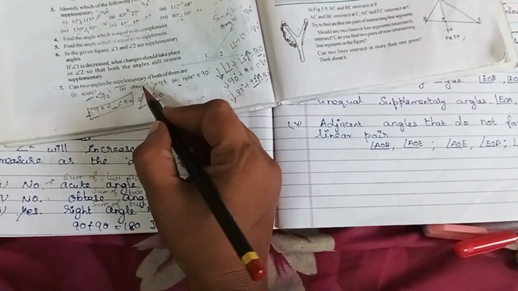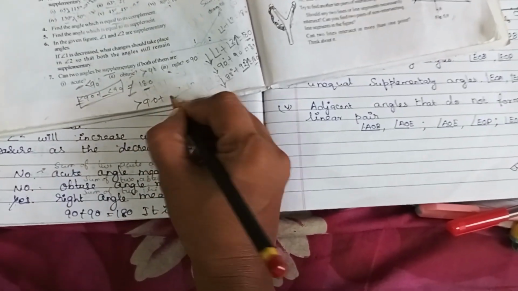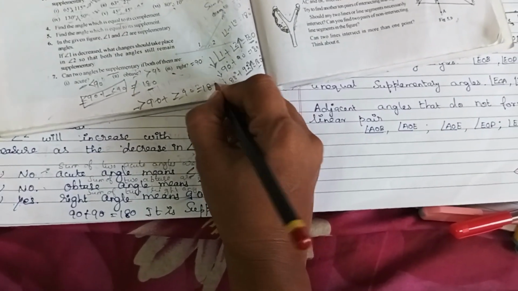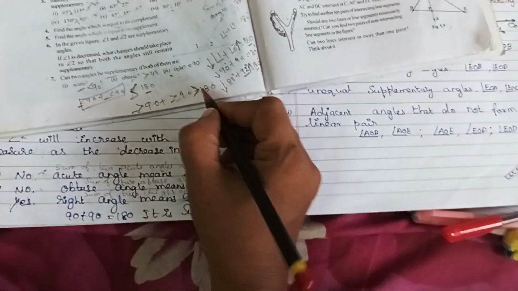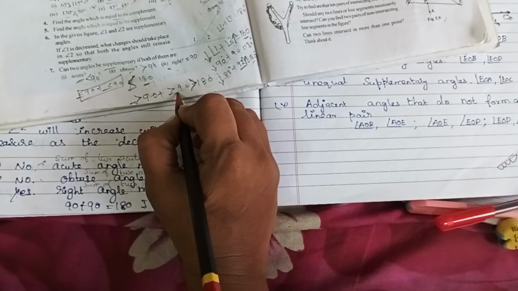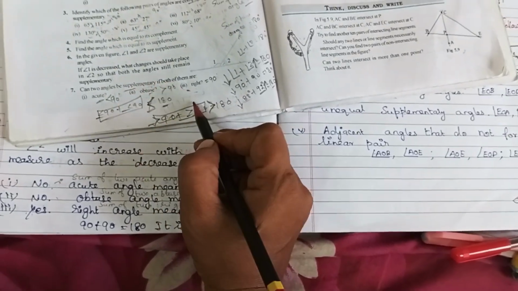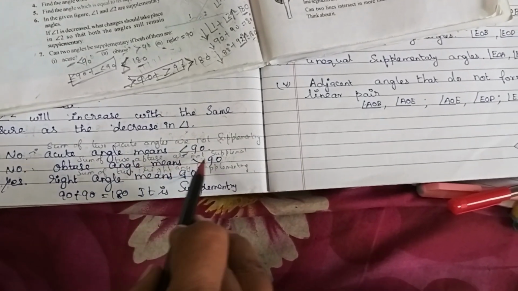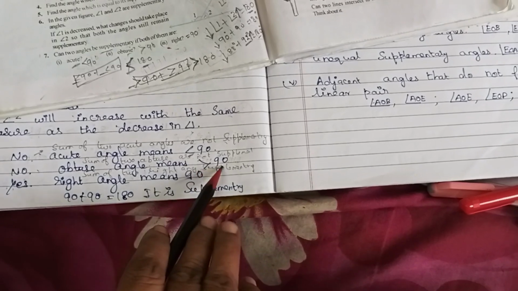Next one, obtuse. Obtuse is also greater than 90. If you add two values greater than 90, the sum will also be greater than 180. It is also not satisfying the statement of supplementary. So it's also no. The sum of two obtuse angles is not supplementary. Obtuse angle means greater than 90.